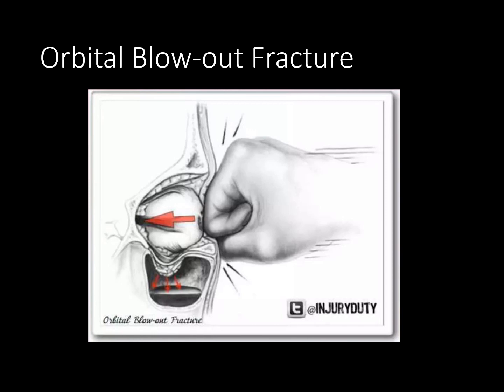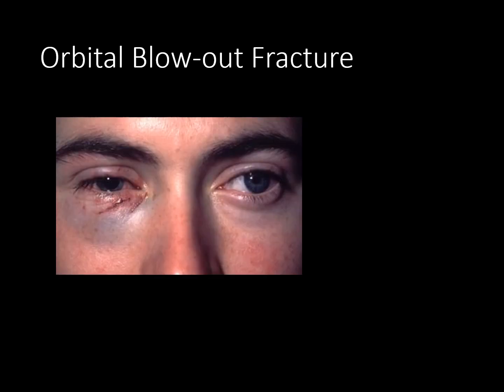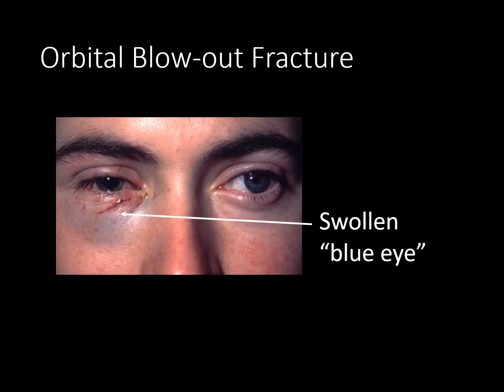And then when this specific patient wants to look up, because this muscle is trapped and held back by fragments of the fracture, this patient will not be able to look up properly. So when you look at a patient with an orbital blowout fracture, you first see ecchymosis or blue eye and swelling around the orbit, so periorbital swelling and ecchymosis.